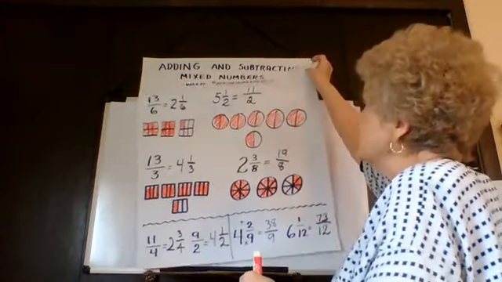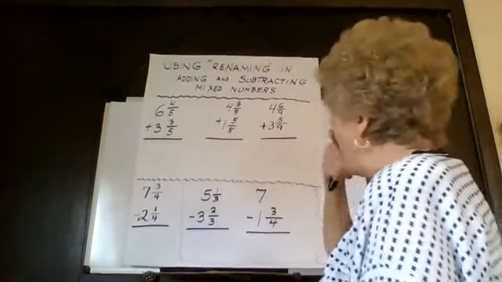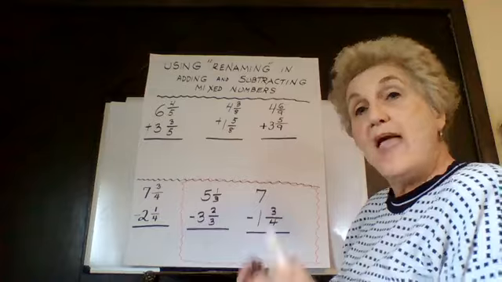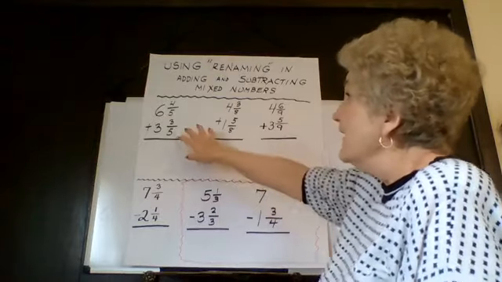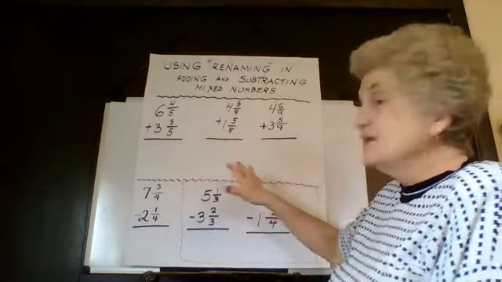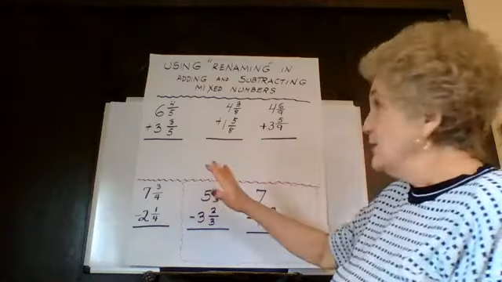Now, I'm going to take this down and we're going to apply this to what we're doing today. And what we're doing today is adding and subtracting mixed numbers and using renaming in them, okay? Today, our denominators are all going to be the same, so that's not going to be a problem.